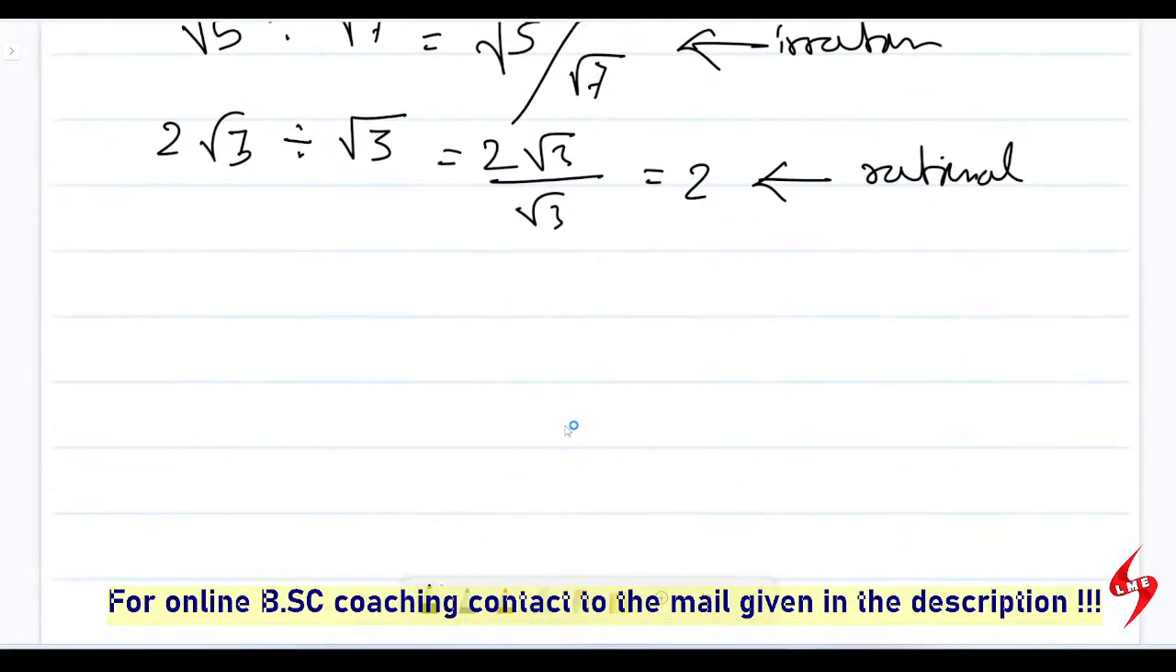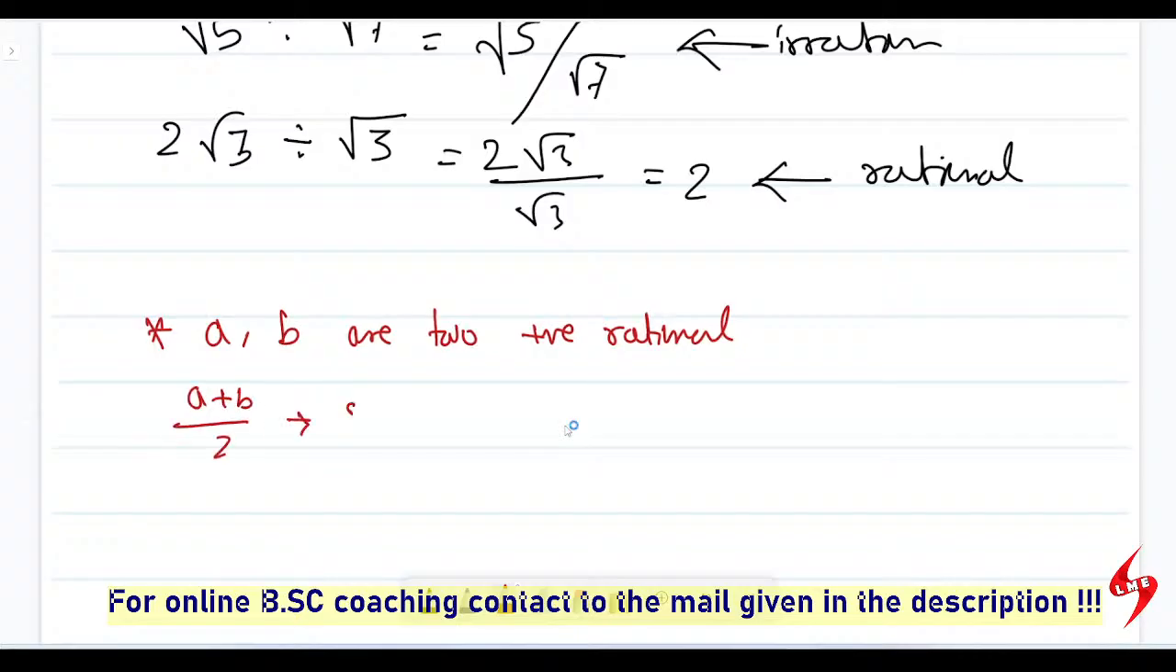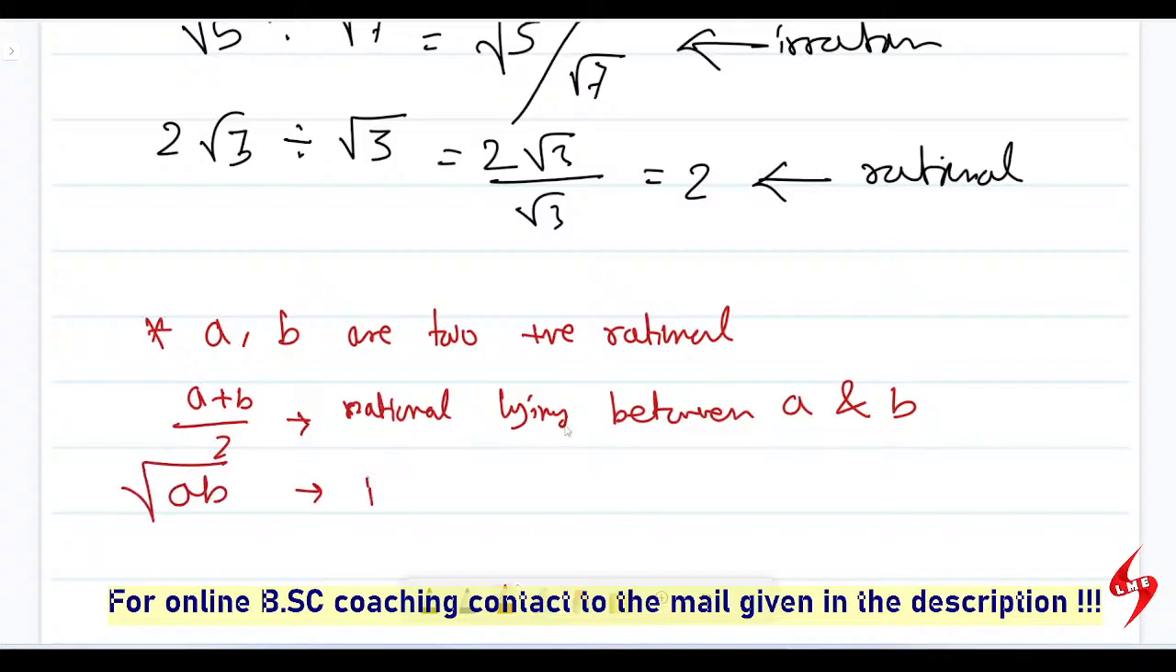Now an important result. If a and b are two positive rationals, then (a plus b) by 2 is rational, lying between them, a and b, and root over a into b is irrational, lying between a and b. Okay.